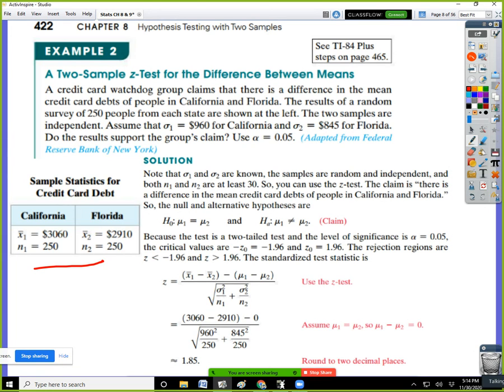So let's look real quick. The claim is that there is a difference. So that means we're going to have an H0 of mu1 and mu2 are the same. That's what they have right down here. And you'll notice their claim is that they're different. So they're going to put H sub A as mu1 does not equal mu2.